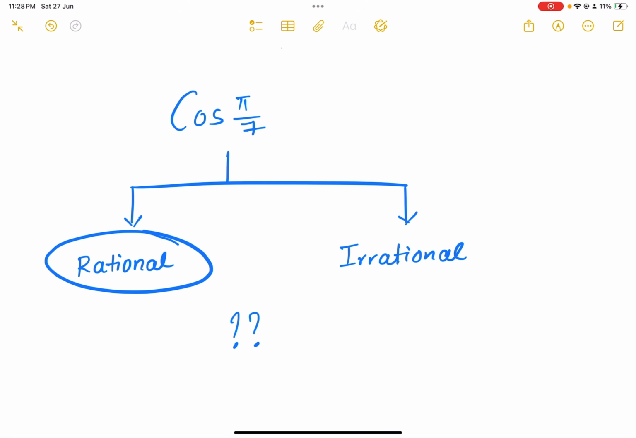So at first glance, there is absolutely no reason to believe it should be irrational. In fact, today we will prove it without using calculators, decimal approximations, or advanced number theory. We will force cos pi by 7 to satisfy a cubic equation and then destroy every possible rational value. So let us go ahead.